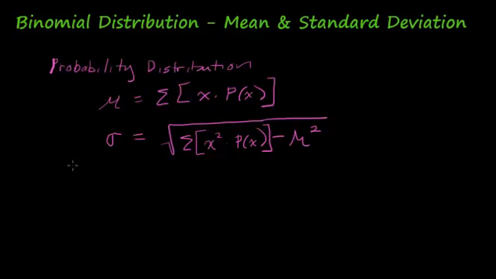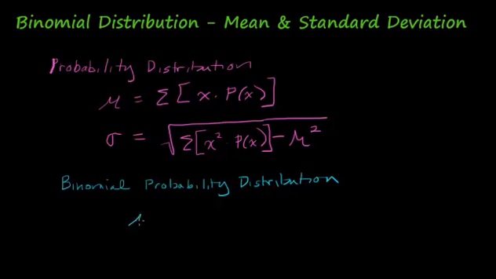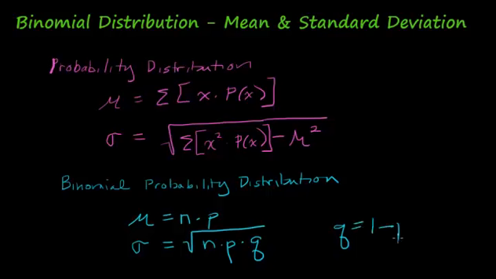But for the specific distribution called the binomial probability distribution, these calculations are a little bit easier and less complicated. The mean is just equal to our number of trials times the probability of success. And the standard deviation is equal to the square root of the number of trials times the probability of success times the probability of failure. Recall that the probability of failure is just 1 minus the probability of success.